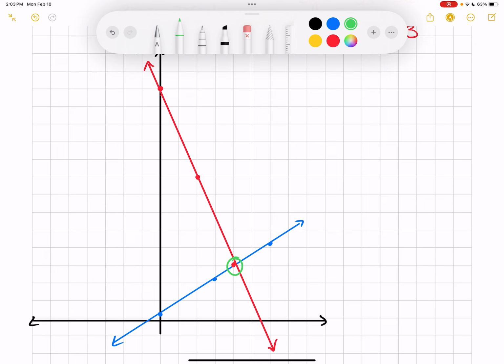I'm telling you, all your answers are going to be nice. Whole numbers, or rather integers, because they could be negative. So this is 4, 3. Now, obviously, I'm still checking it. Instructions say to check it.